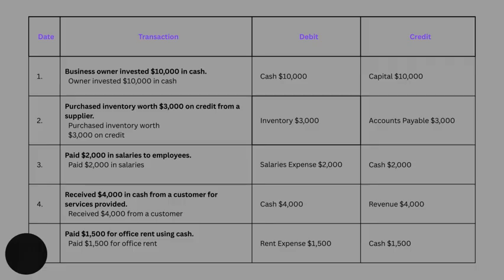Then we receive $4,000 in cash from a customer for services provided. This increases our cash account, so we debit cash and credit revenue. Lastly, we paid $1,500 for office rent, debiting rent expense and crediting cash. This is crucial as it shows our ongoing expenses. Now, keep these entries in mind as we prepare to discuss any errors in our accounting practices.